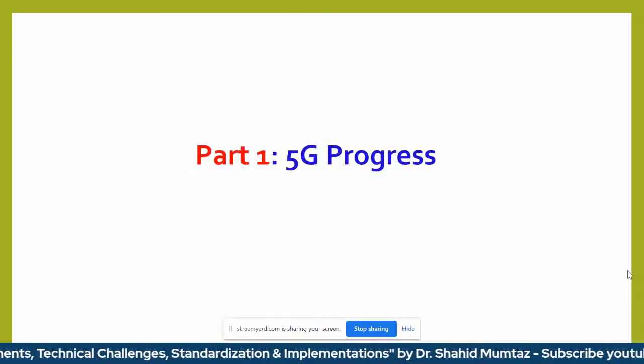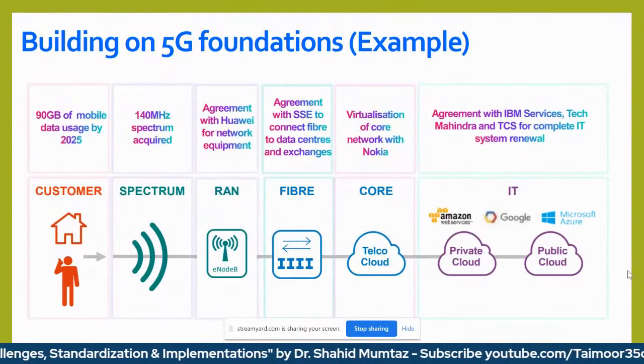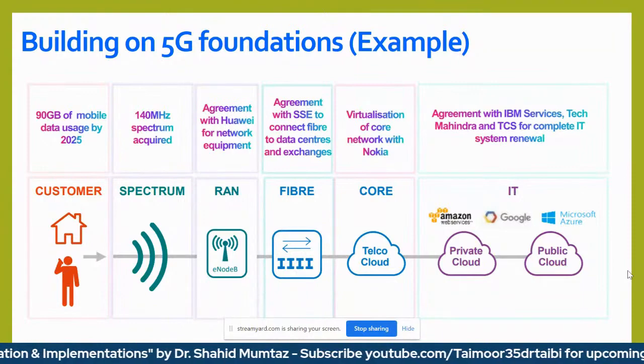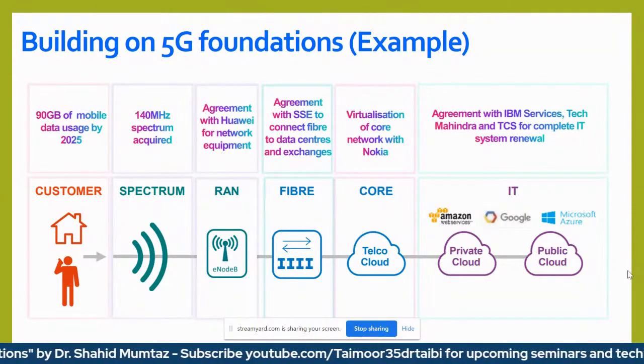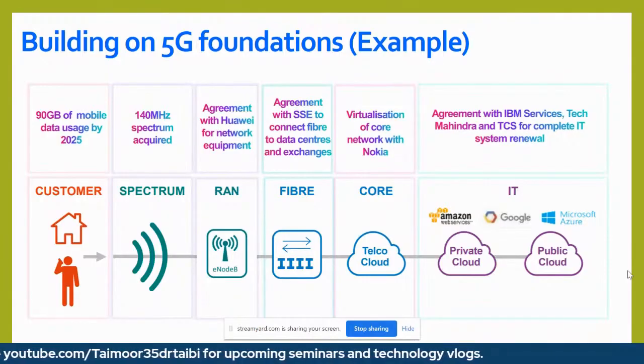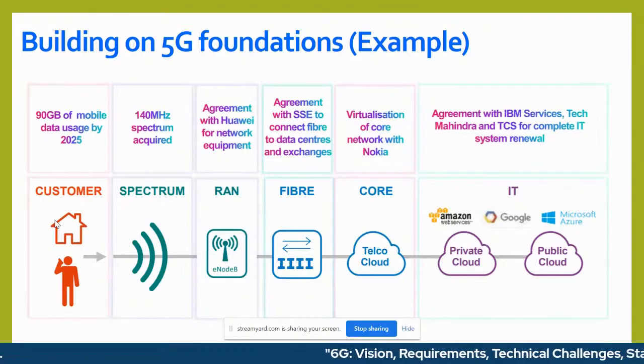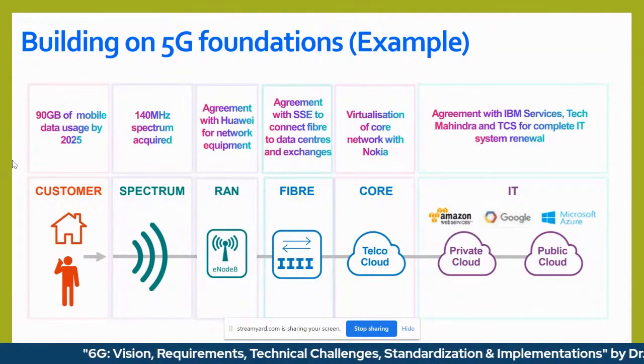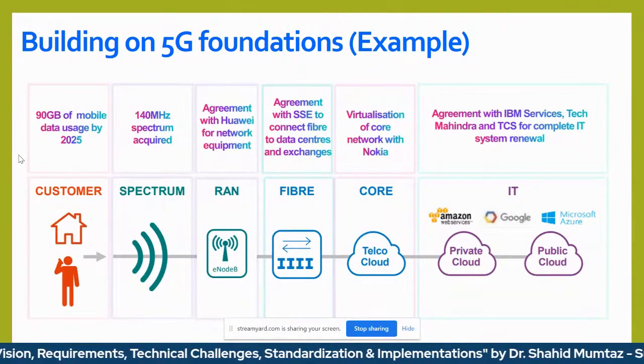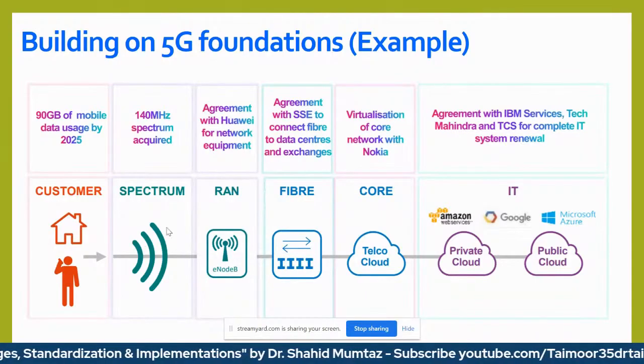So part one is the 5G progress. Before starting 5G, we have to go through the brief architecture, which, starting with 4G and 5G, is more or less the same, but of course the technologies are different and new components are added. This is the high level architecture. We have the customer, who wants some data rates or some services, for example 10 gigabits or maybe more. And then we need spectrum. This is called the blood of any network. Without that we cannot communicate.